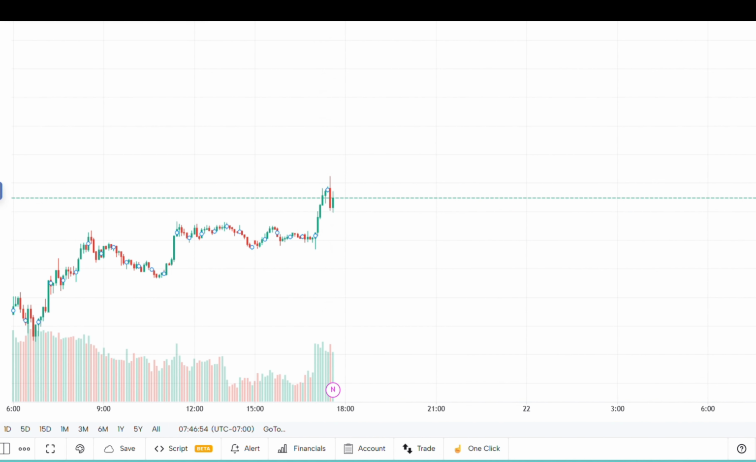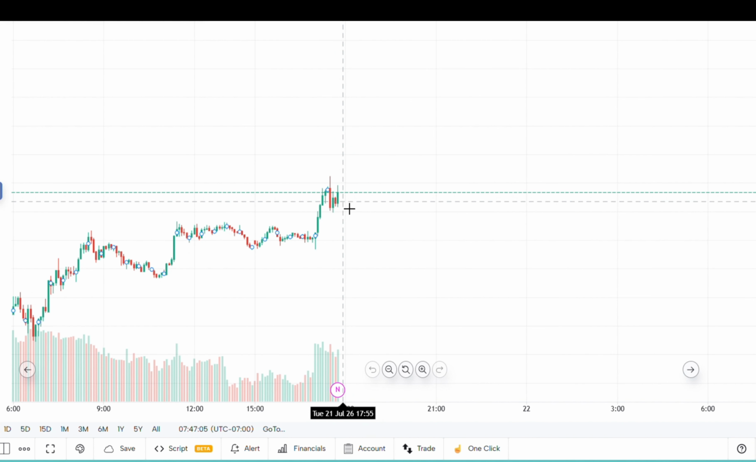But the next candle is green. It closes above the previous candle. So that means there is a rejection right here. So that means price is staying in this level. This is the time that we enter.